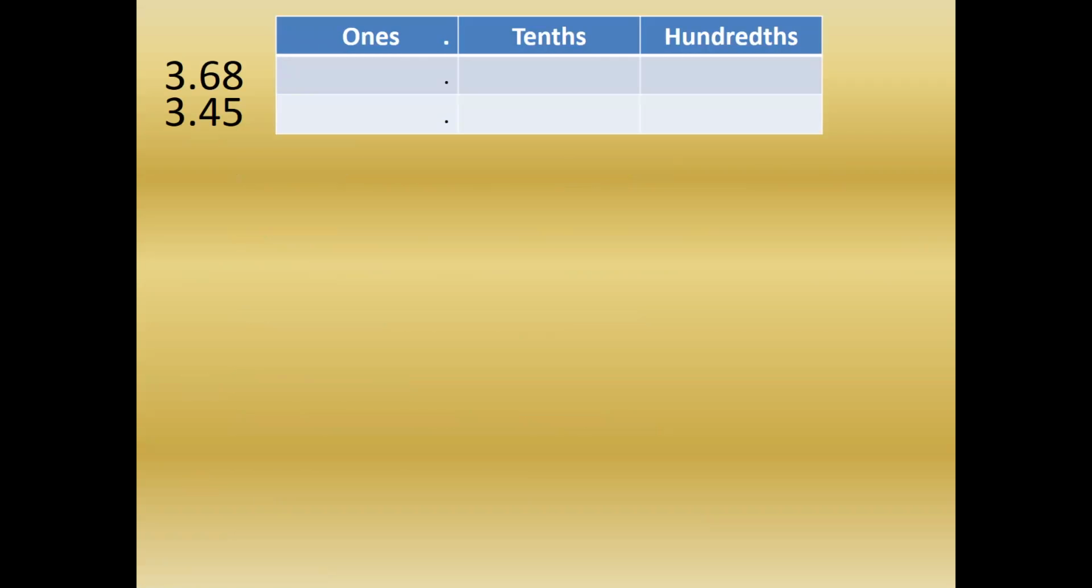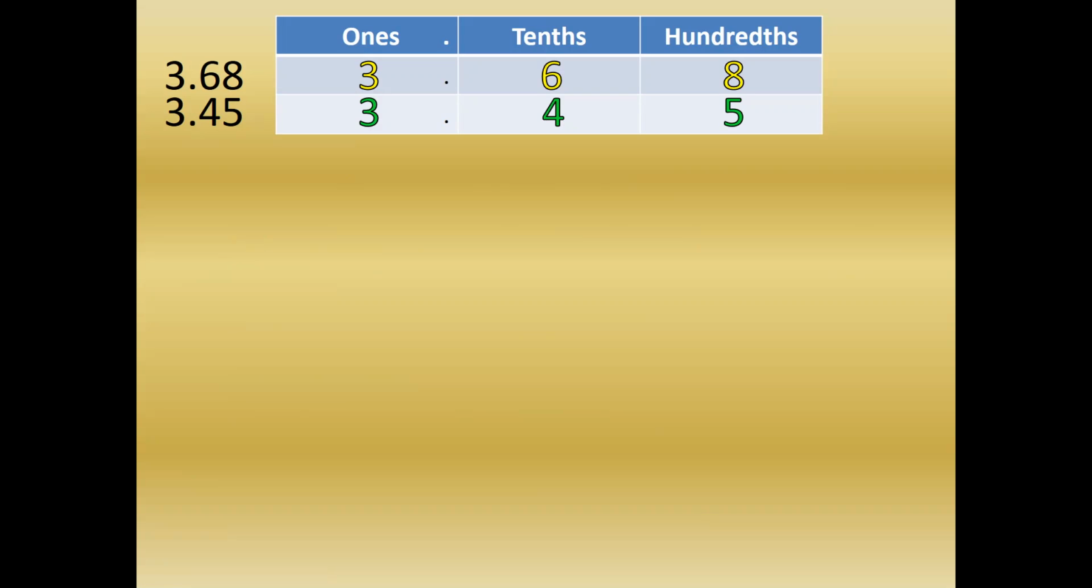So we have two different decimals here, and we want to figure out which one is greater. So we have 3.68 and 3.45. So let's put them into our place value chart. So let's start with 3.68. So we have a 3 in the ones column, a 6 in the tenths column, and our 8 in the hundredths column. So then for 3.45, we have our 3 in the ones column, our 4 in the tenths column, and our 5 in the hundredths column.